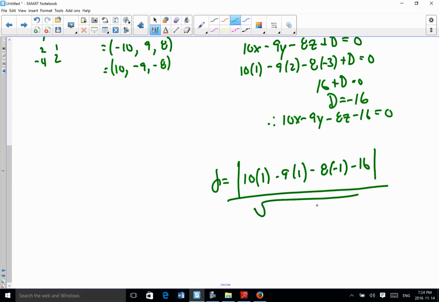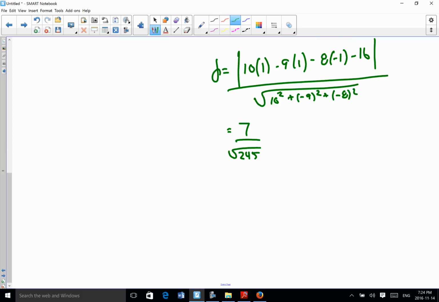over the root of 10 squared plus negative 9 squared plus negative 8 squared will give us on top 10 minus 9, plus 8 minus 16, or a total of negative 7. Don't forget, we're going to take our absolute afterwards, right? And on the bottom, we get the square root of 10 squared, 9 squared, and 8 squared. So I think it's about 245.